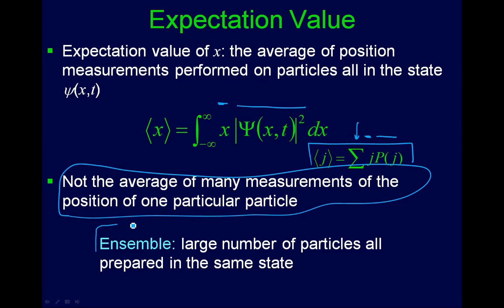Now, a word you'll see thrown around sometimes is the word ensemble. And all that means is a large number of particles all prepared in the same state. So when I think about expectation value, I think about basically 1,000 experimental setups that are all the same, with the particle in the exact same wave function. All 1,000 particles in the same wave function, and you try to find the position of all 1,000 of those. The group of all of those together is called an ensemble. And then if you take the average of all those position measurements, it should be pretty close to your expectation value.